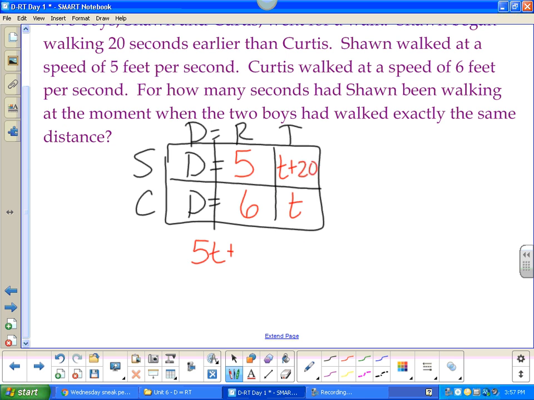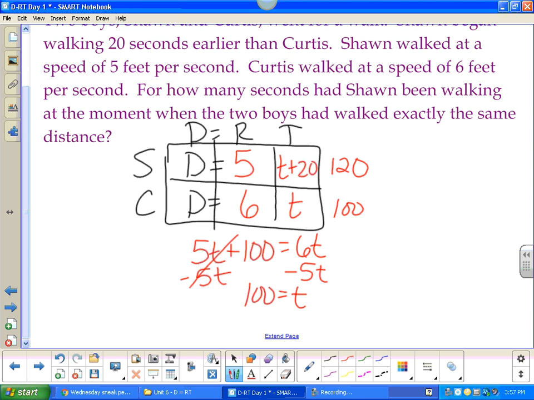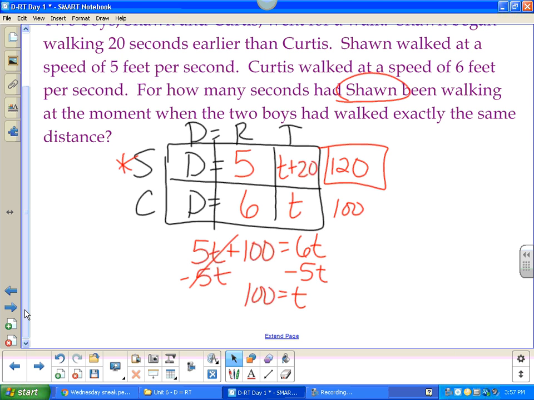So 5t plus 5 times 20 is 100, minus the 5t. So t is 100. 100 plus 20 will be 120. For how many seconds had Sean been walking? So I want Sean. So I want the 120 seconds.